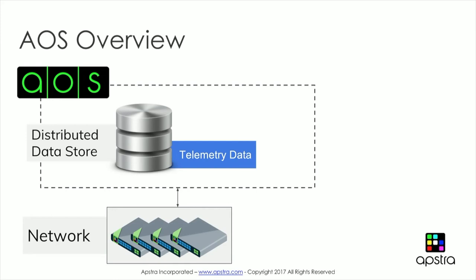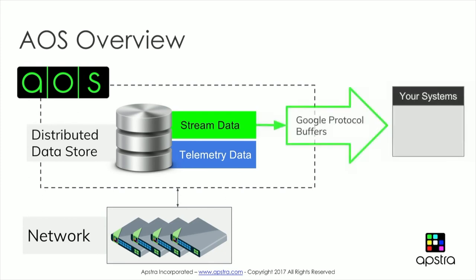And once we've got this telemetric data in the system, we can also identify parts of the data that we want to stream from the AOS server to a customer's external system. The way we do that is we package up the stream data, and we transmit it over Google protocol buffers. There's a lot of systems out there that can accept protocol buffers and then put them into whatever environment they have. Maybe it's a Kafka bus or some kind of Hadoop-based system, or however they wish to do some kind of analysis or look at the data.